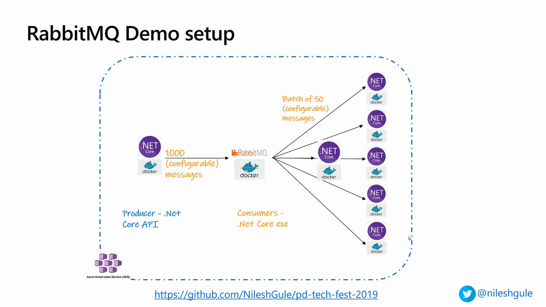This is about .NET Core API, web API, which acts as a producer for producing certain number of messages. These are configured number of messages, and these messages are pushed onto a RabbitMQ queue. And then there is a .NET consumers which consume these messages. These are again configurable, and we can configure them to a certain number of batch size, and based on that, the number of consumers, they get scaled automatically.